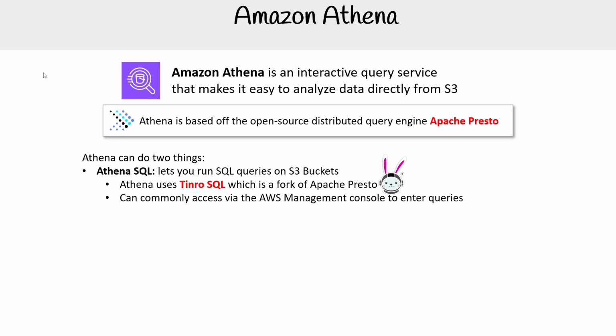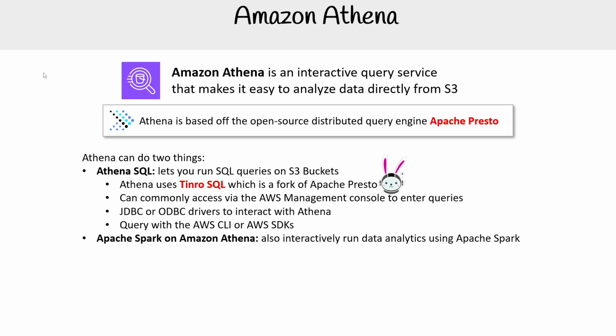It can be commonly accessed via the AWS Management Console to enter queries. So that's generally how you'll want to use it. You can programmatically use it, but usually I just use it in the UI in this case. The JDBC or ODBC drivers can be utilized to interact with Athena. If you don't know what those are, they're Java interfaces for querying things to databases, okay? You can query it with the AWS CLI or SDK, which is probably a very common use case programmatically.